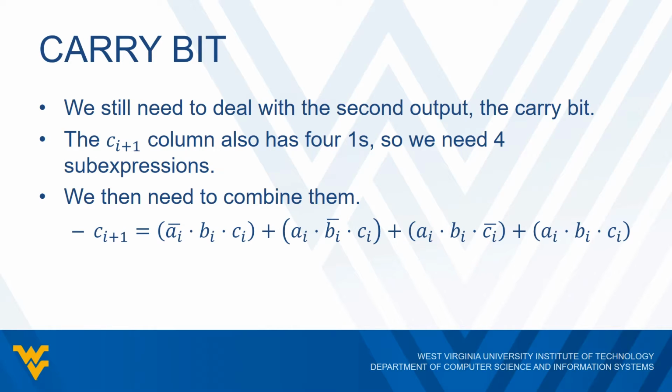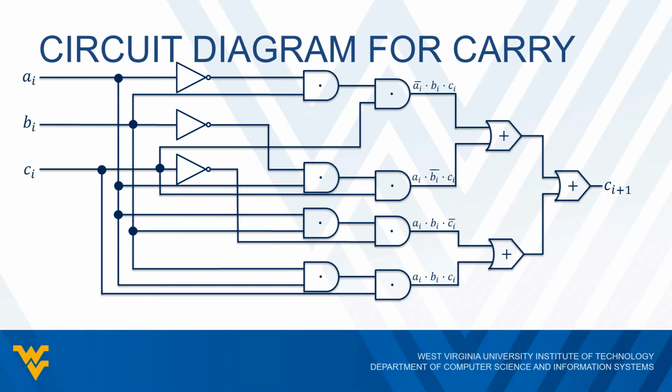So CI plus 1 would be not AI and BI and CI, or AI and not BI and CI, or AI and BI and not CI, or AI and BI and CI. Here's the resulting circuit diagram for the carry bit.